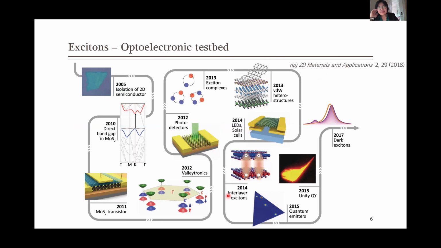Well, excitons have been repeatedly proven to be a great electronic test bed, especially in recent years in those 2D semiconductors like transition metal dichalcogenides. It gives the possibility of making photodetectors out of 2D materials. And then also heterostructures give a lot of flexibility or possibility in creating LEDs, solar cells, and quantum emitters and more.